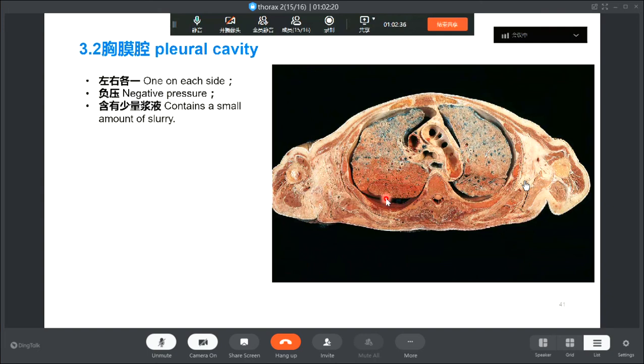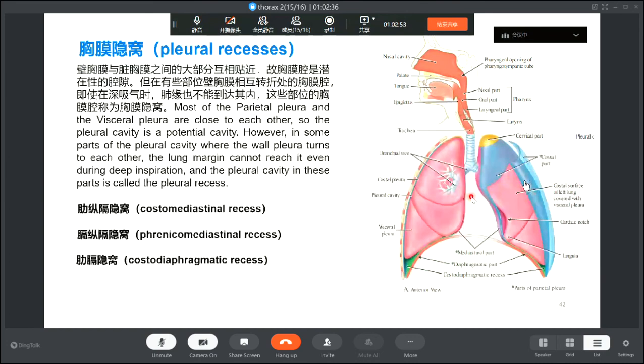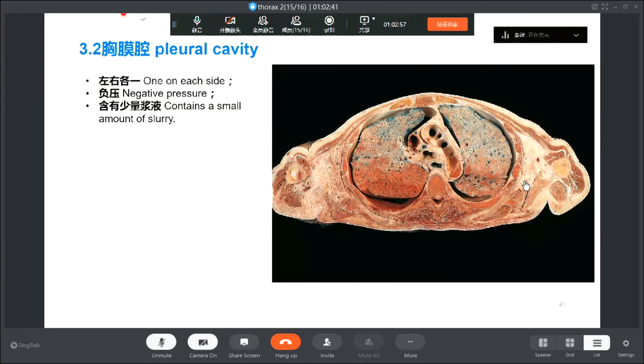It's a negative pressure, and it contains a small amount of serous fluid. Okay, we can see the pleura and the recess, and this part is the pleural cavity.